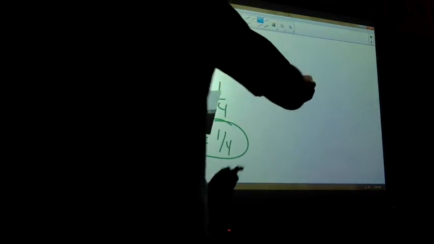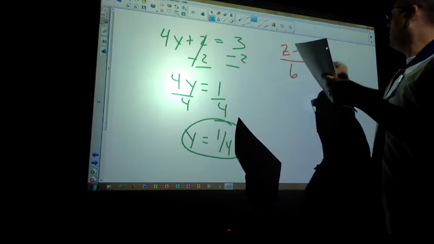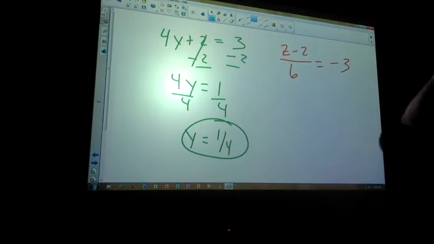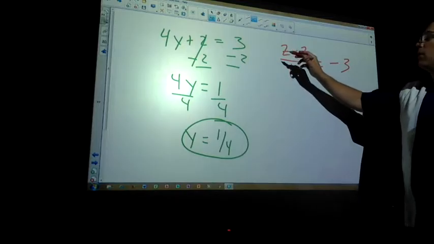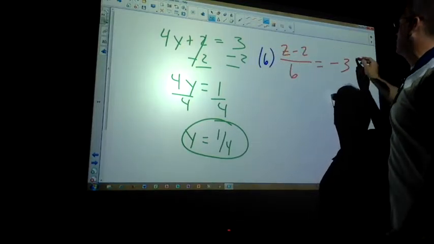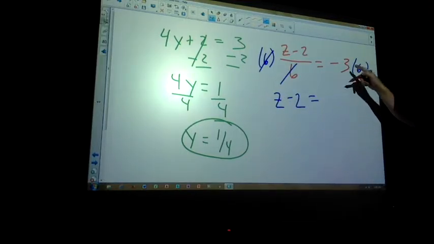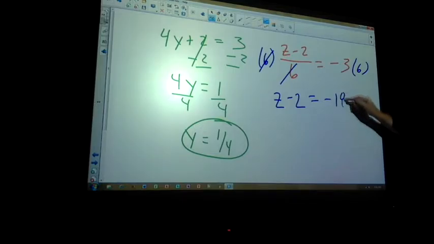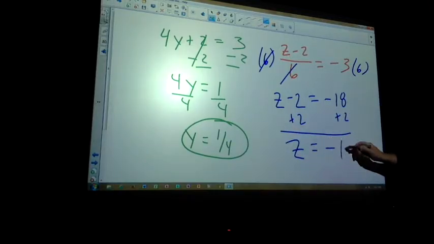Okay. Third one. I got z minus 2 over 6 equals negative 3. Why do I do that? Because the variable is on top. And the variable is attached to this minus 2. It's all on top, right? So y'all get that? Yeah. So I'm going to multiply both sides by 6. And that's going to cancel that. So I get z minus 2 is equal to, what is this? Negative 18. Last step. Add 2. Love it. So I get z is equal to negative 16.